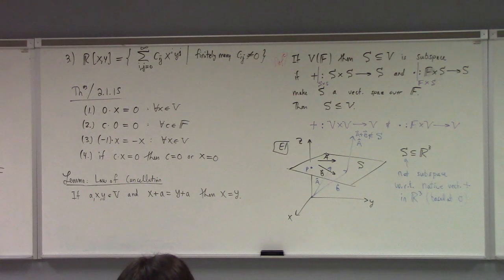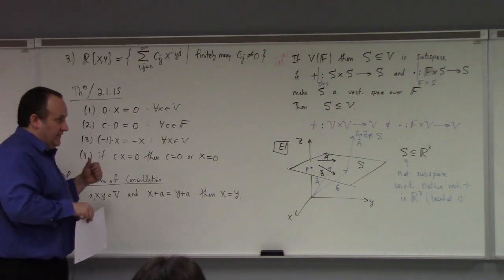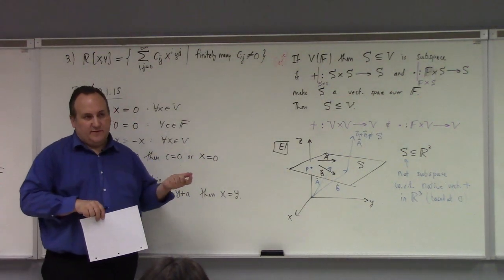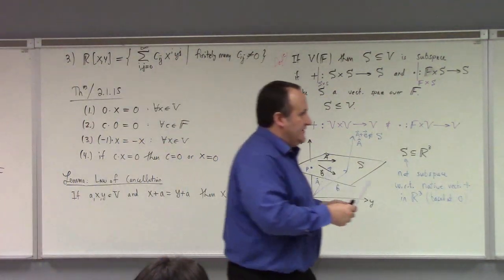All right, so I told you guys last time the subspace test, right? And what did the subspace test say? I'm not going to write it out again, but it said that if the set is not empty, and if we pick two things in the set, then the sum of those and the scalar multiple of them is again in the set, then it's a subspace. Right, this is the subspace test.